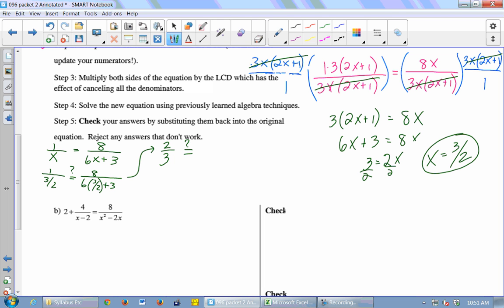Okay, does that equal 6 times 3 halves? What is that? 6 times 1.5. 12/3, which is? And no, it's not 12/3. Sorry. It's 9. You flipped the 3 halves in your head. 6 times 3 is 18. 1 times 2 is 2. It's 18 halves, which is 9. 8 over 9 plus 3. 9 plus 3 is 12. Does 2/3 equal 8/12? Yes. So 3 halves is actually a solution to this problem.